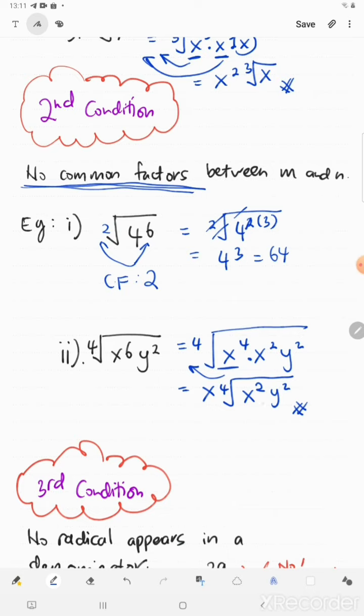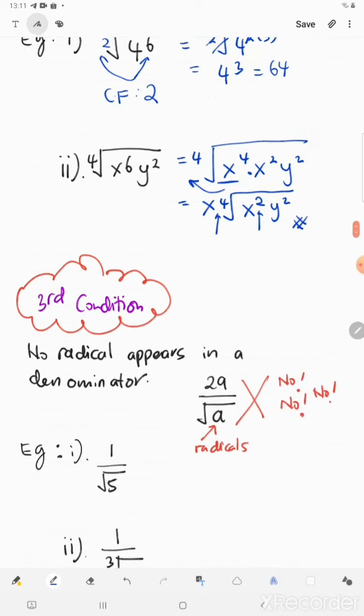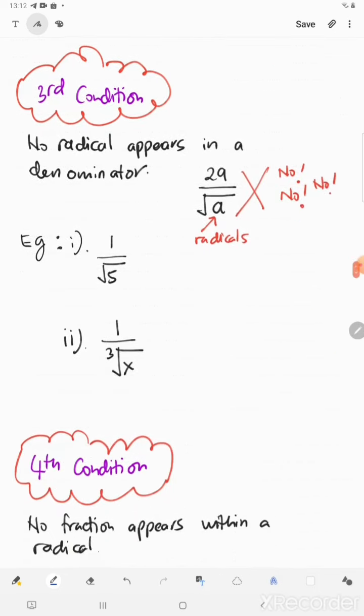Alright, I hope you understand. Ni meaning that kita dah rationalize lah. Okay, sebab m dia adalah 2 and n dia adalah 4. Alright. Which Meda rasa example number 1 lagi fit untuk second condition ni. Okay, now we move to third condition. Okay, no radical appears in the denominator.